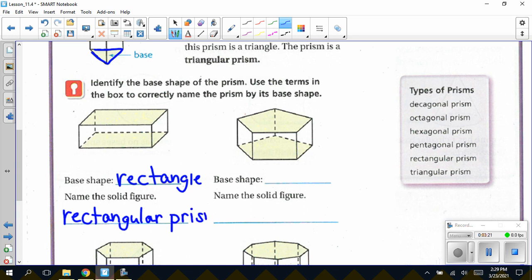You do need to make sure that you have the word prism because it does identify whether it's a prism or a pyramid. Moving on, the next polygon that we are looking at, off to the right of the rectangular prism, does have 5 sides. So if it has 5 sides, the base shape is a pentagon. So if my base shape is a pentagon, that means it is a pentagonal prism.